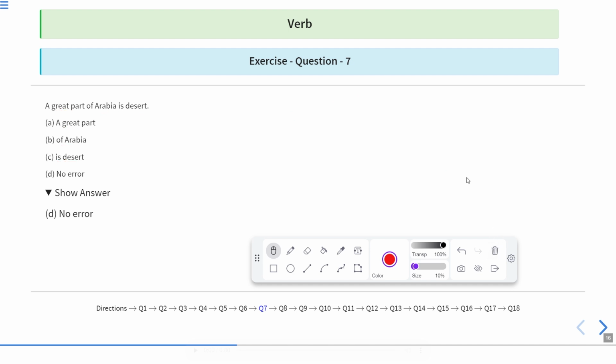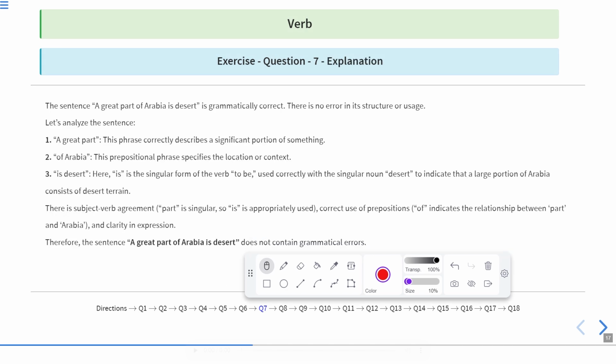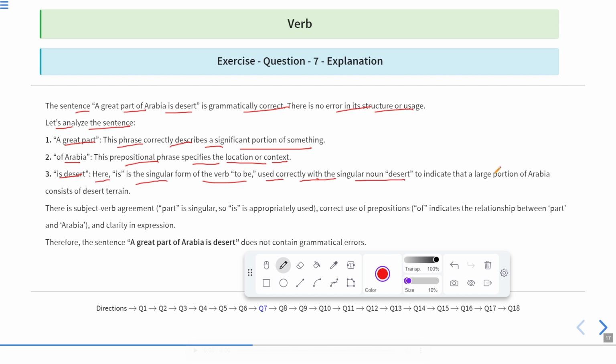Now let us see the explanation. You have seen the answer, that the answer is D, there is no error. The sentence, a great part of Arabia is desert, is grammatically correct. There is no error in structure or usage. Let's analyze the sentence. A great part, this phrase correctly describes a significant portion of something. Of Arabia, this prepositional phrase specifies the location or context. Is desert, here is the singular form of the verb to be used correctly with the singular noun desert to indicate that a large portion of Arabia consists of desert terrain.